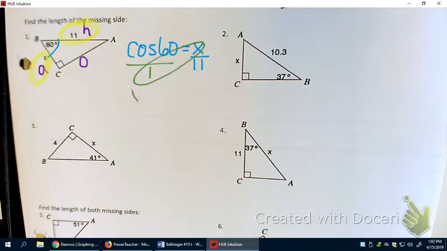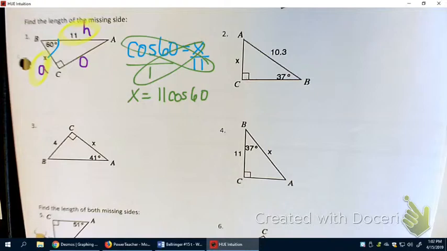1 times x is x, and then this right here, the number comes first, so you put 11 and then cosine 60. So then in our calculator, make sure you're in degrees. Hopefully you already are because we checked that. But then you do 11 and then cosine 60.